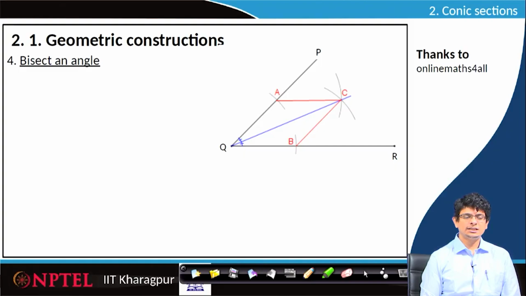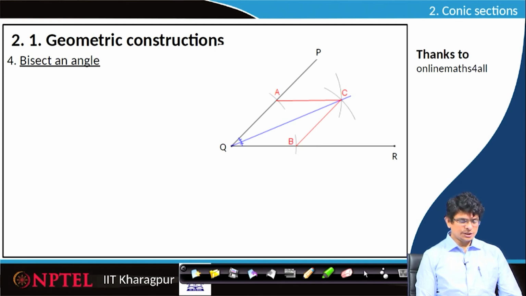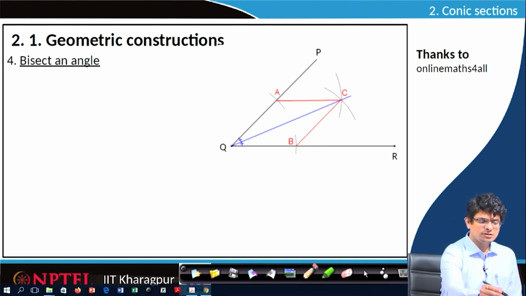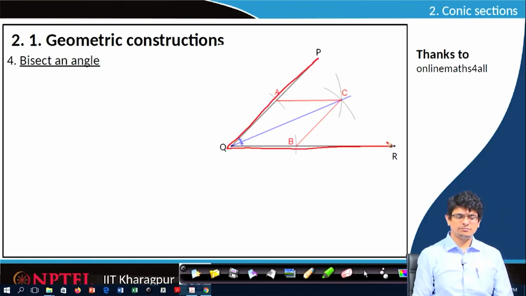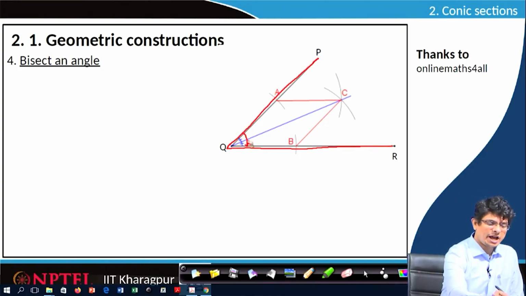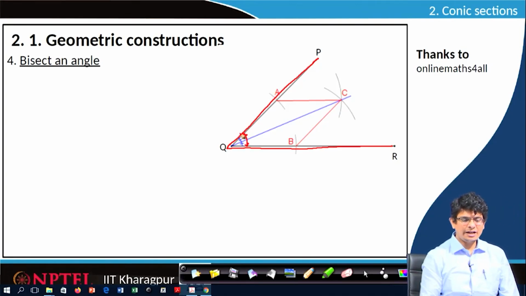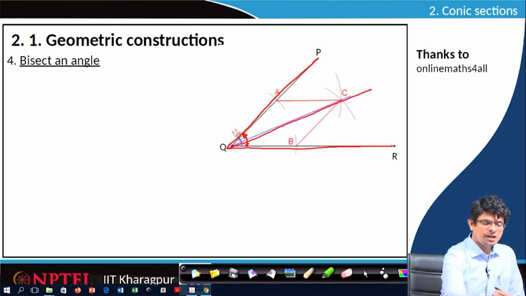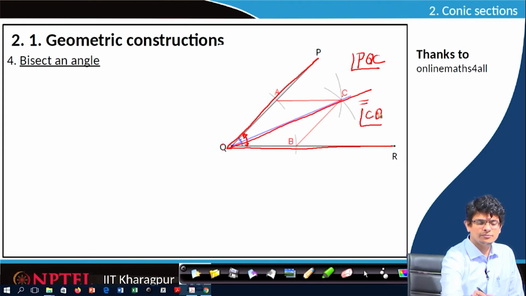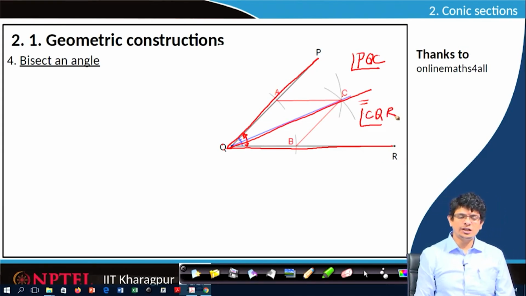The first one is how to bisect an angle. So, here we have an angle PQR, some arbitrary angle. Now, we want a line which passes through Q in such a way that angle PQC is equal to angle CQR. How to construct that, we are going to learn.